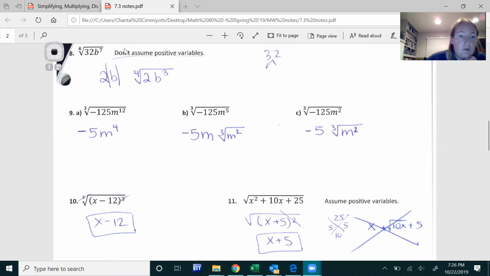And here it says don't assume. So when I take out this variable, I need to put bars around it. Again, don't forget your index. 7 divided by 4 went in one time with 3 leftovers. For the b's, for the 32, there would have been 5 2's multiplied out. I took a group of 4 of them for this 2, and the 5th one is left over here.